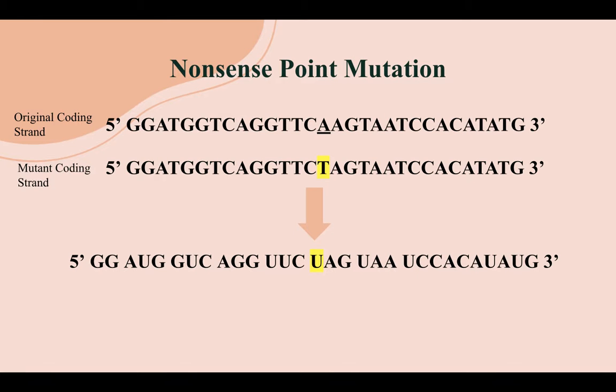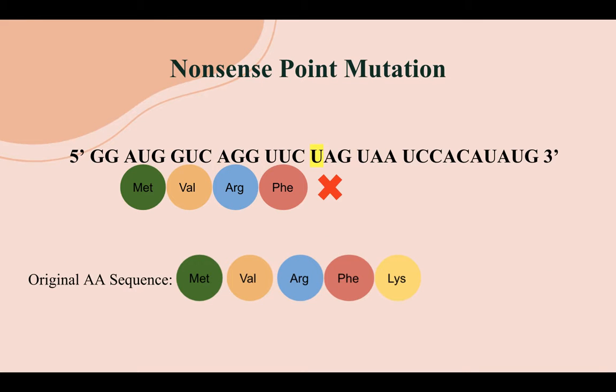Here's a different point mutation where adenine is switched to thymine in the coding strand. This is a transversion, and at the bottom is our new mRNA sequence. As you can see, the resulting amino acid sequence is shorter compared to our original amino acid sequence. This is because the UAG codon now serves as a stop codon.